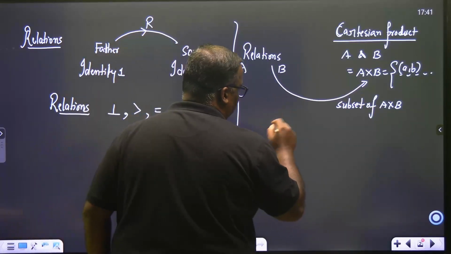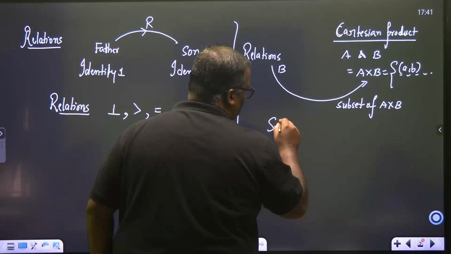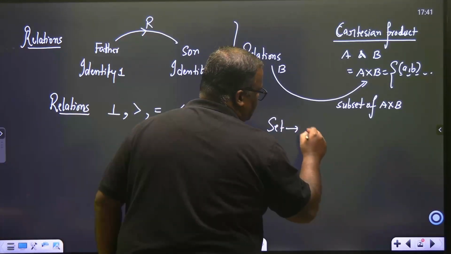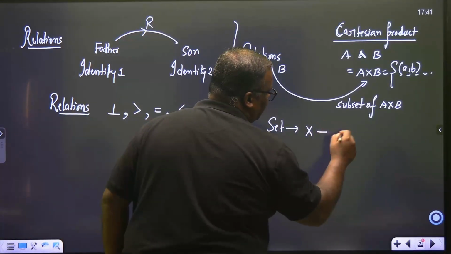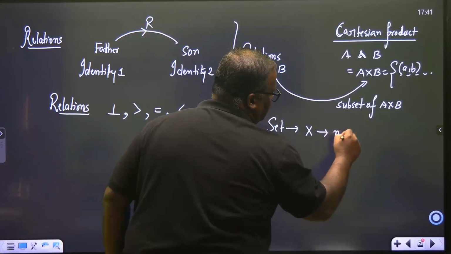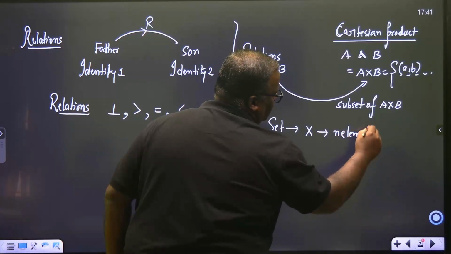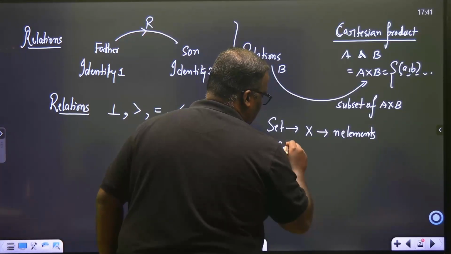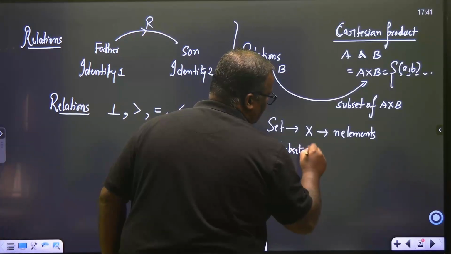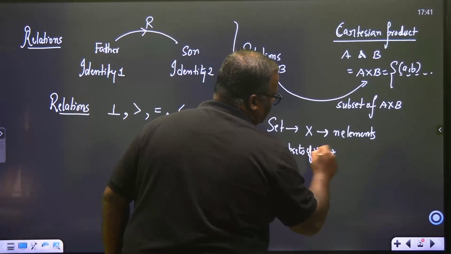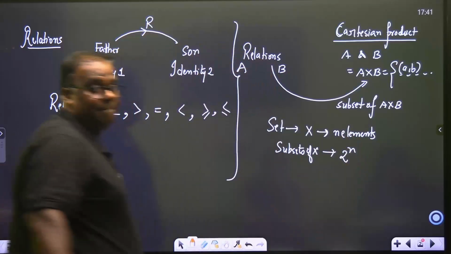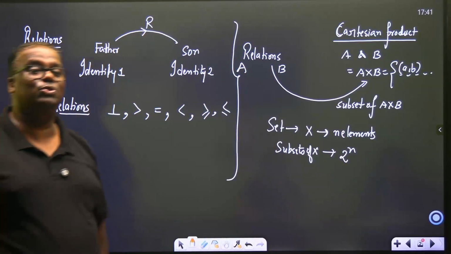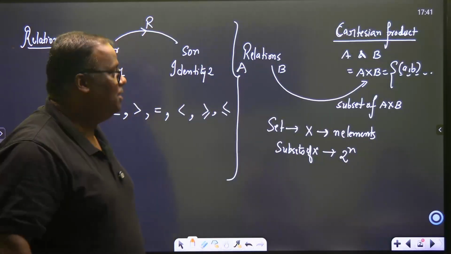Okay, let's say I have a set, again basic, say set X, and set X has, say, n elements. So subsets of X will be how many? 2 to the power n. Remember, this is grade 11, 2 to the power n, right?